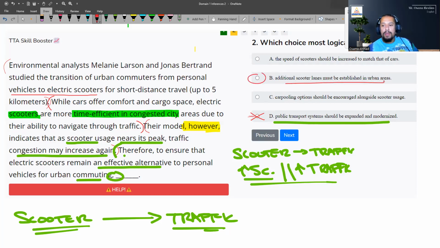Additional scooter lanes must be established in urban areas. Because when are they ineffective? Ahmed, when are they ineffective? When there are many scooters. Scooters, right? So they're ineffective when there are many scooters. So to make it effective again, we have to decrease scooter traffic. And the only thing that would be logical here would be answer B. Additional scooter lanes must be established in urban areas. This directly addresses the scooter traffic issue.